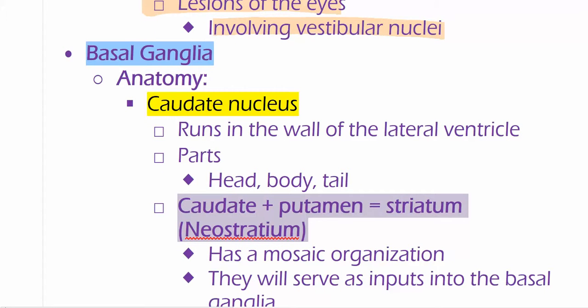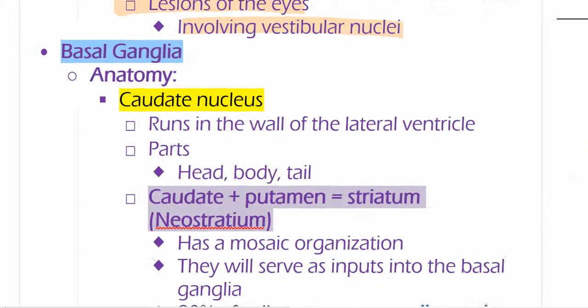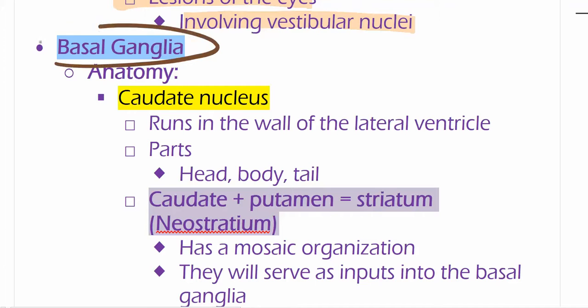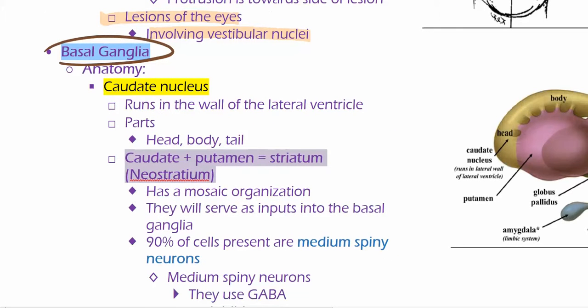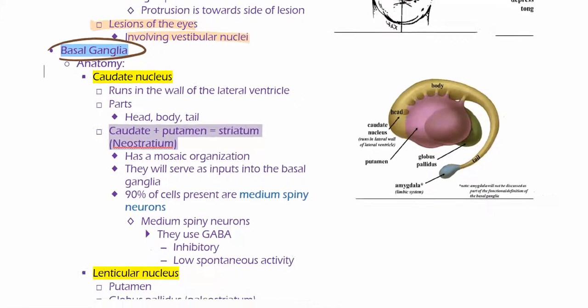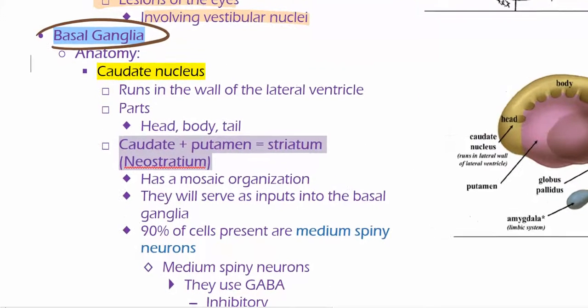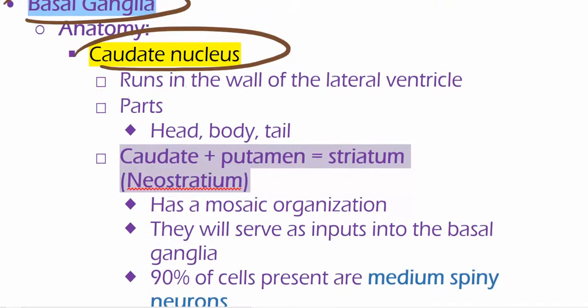I will do. All right, so now we're getting into the basal ganglia. I restructured some of the things. I think it would be easier to start off with the anatomy. So the basal ganglia, just some of the parts. We have the caudate nucleus. The caudate nucleus is running in the lateral wall of the lateral ventricle.